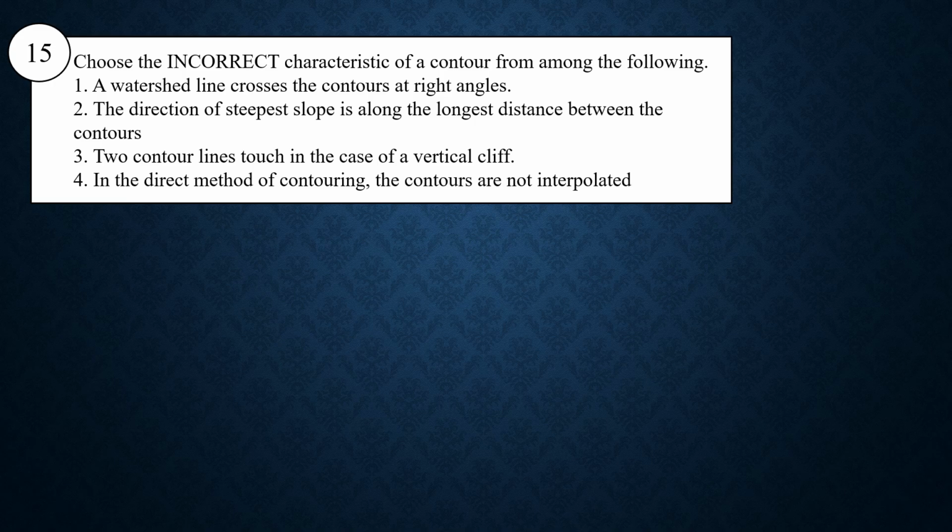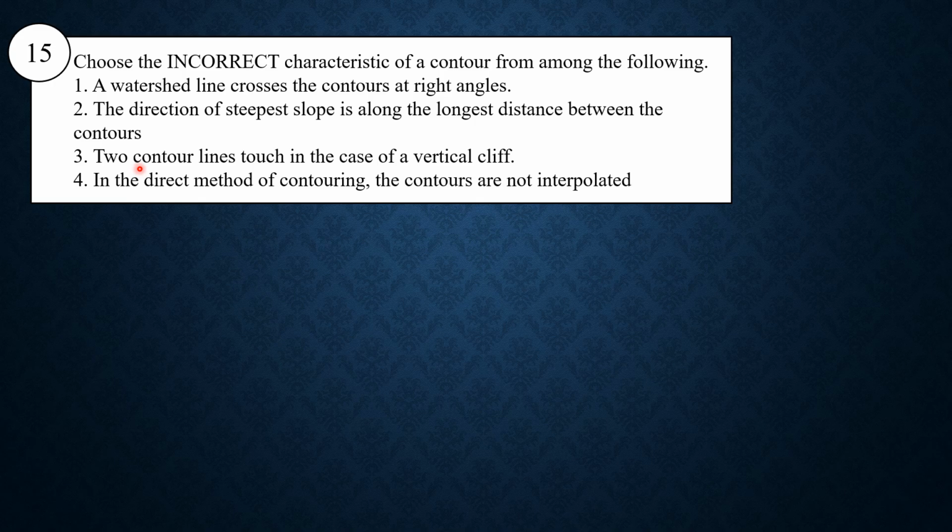Then last question. Choose the incorrect characteristic of a contour from among the following. First, a watershed line crosses the contours at right angle. First is correct. Then second, the direction of steepest slope is along the longest distance between the contours. So option number second is incorrect, because for the steepest slope the distance should be shortest.